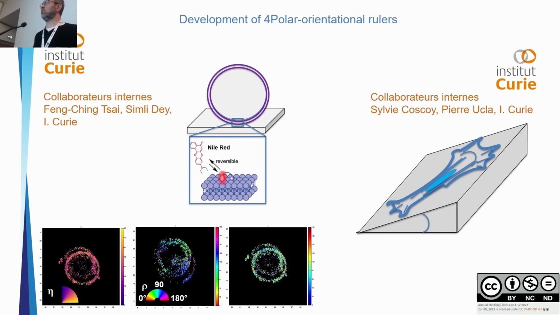Another way is to do this on cells with Sylvie Cosqua, also at Curie, where she can put cells on a prism of polymer with a very known angle. Okay, so now we can see the membranes, but all the cell, even if it's adherent on the surface, will have also an angle, so we should see differences, and we could also check the precision.